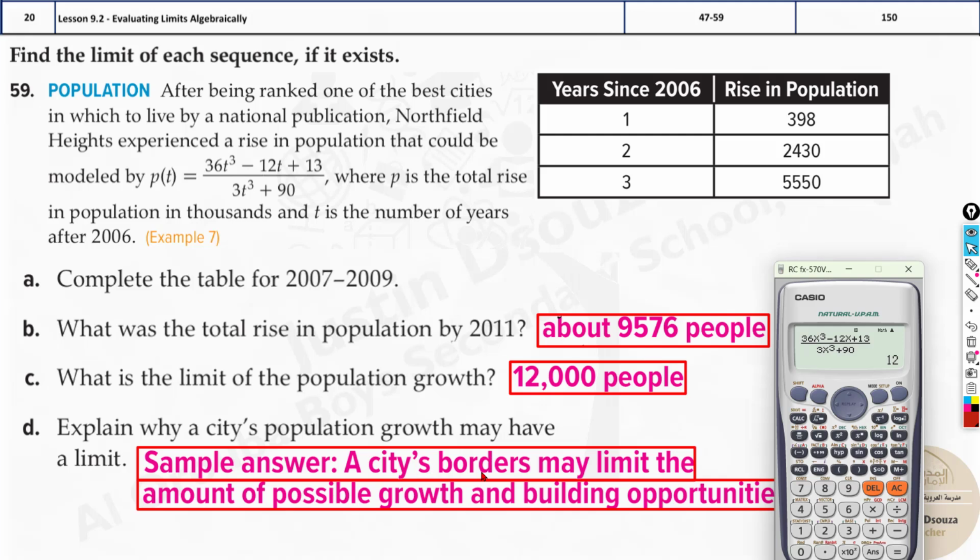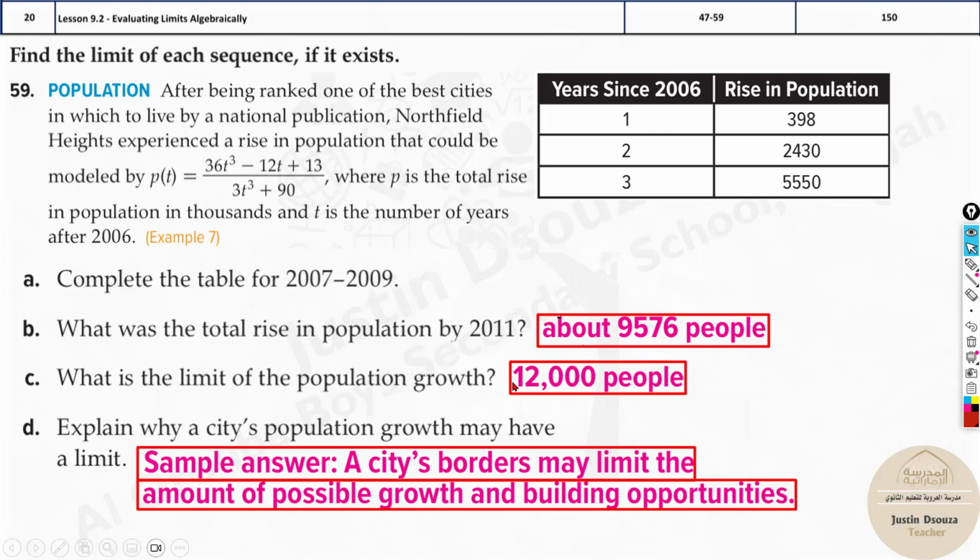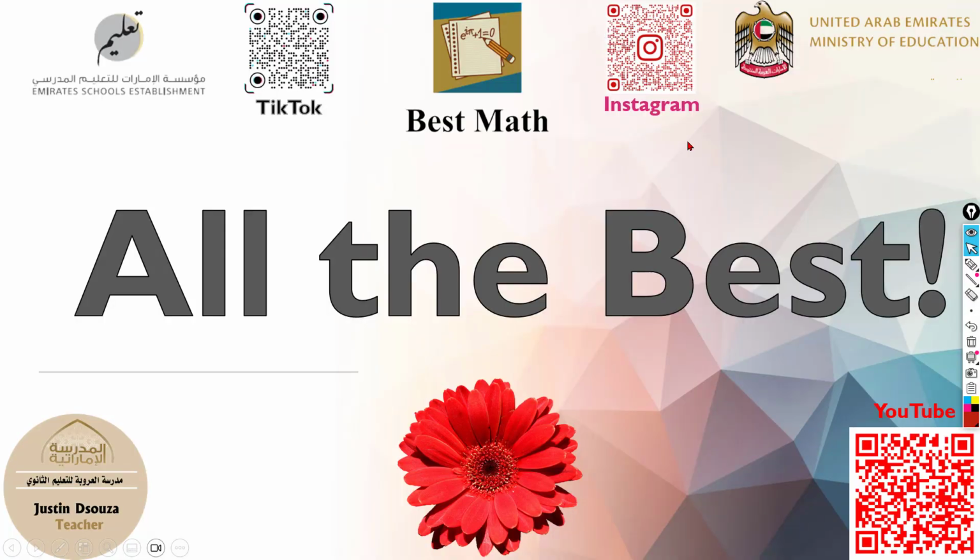And over here we have, a city's border may limit the amount of possible growth and building opportunities. Yeah, this is also fine. But it's about analyzing. You can write your own answers over here when it's about explain. So write practically what you feel is the best answer. And that is the end of all the problems in the writing part.